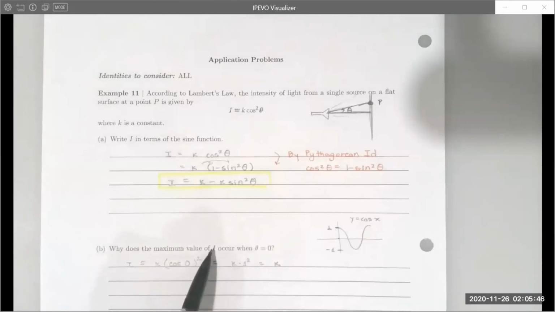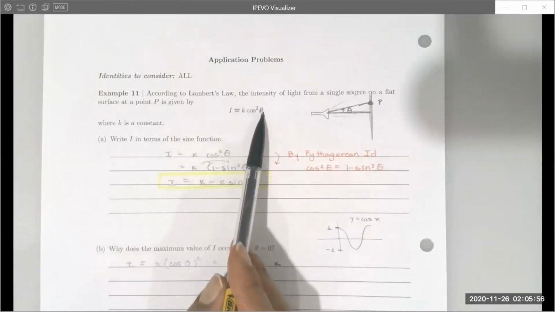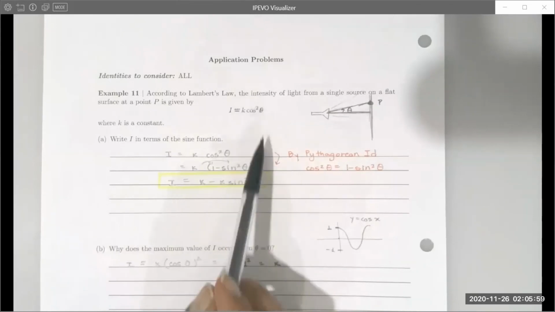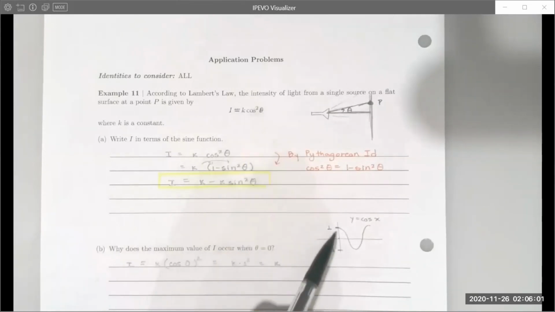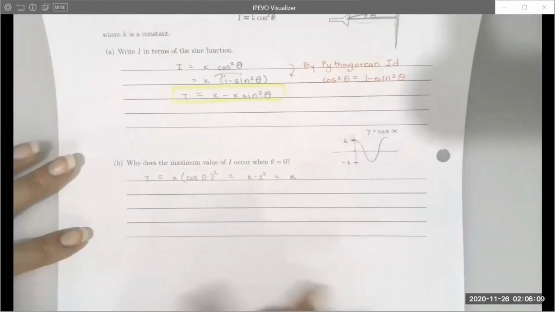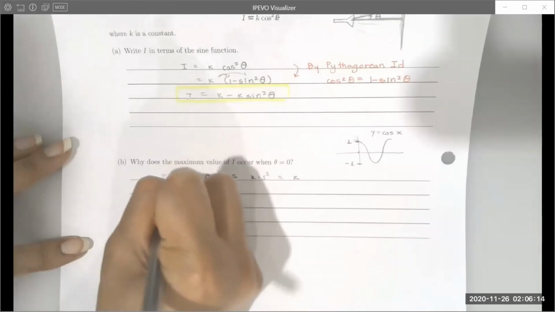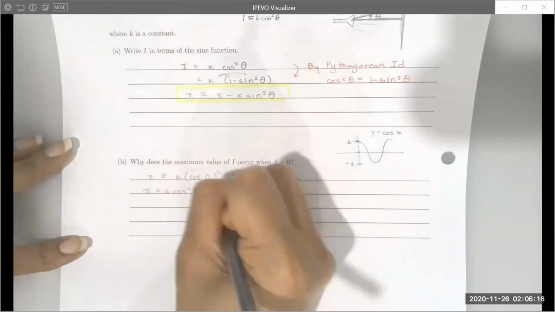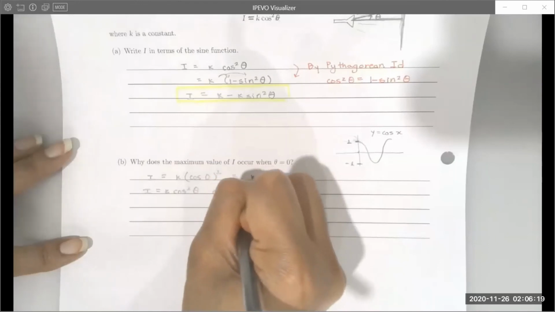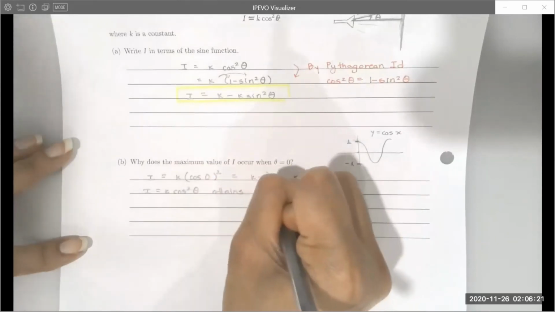So that is why I attains a maximum at theta equals 0, because k is a constant. That's not going to change. But cosine theta, the value, can change depending on what theta is, and the maximum it'll ever be is 1. And that happens when theta is 0. Okay, so we're going to write that down. I equals k times cosine squared theta attains a maximum at theta equals 0.